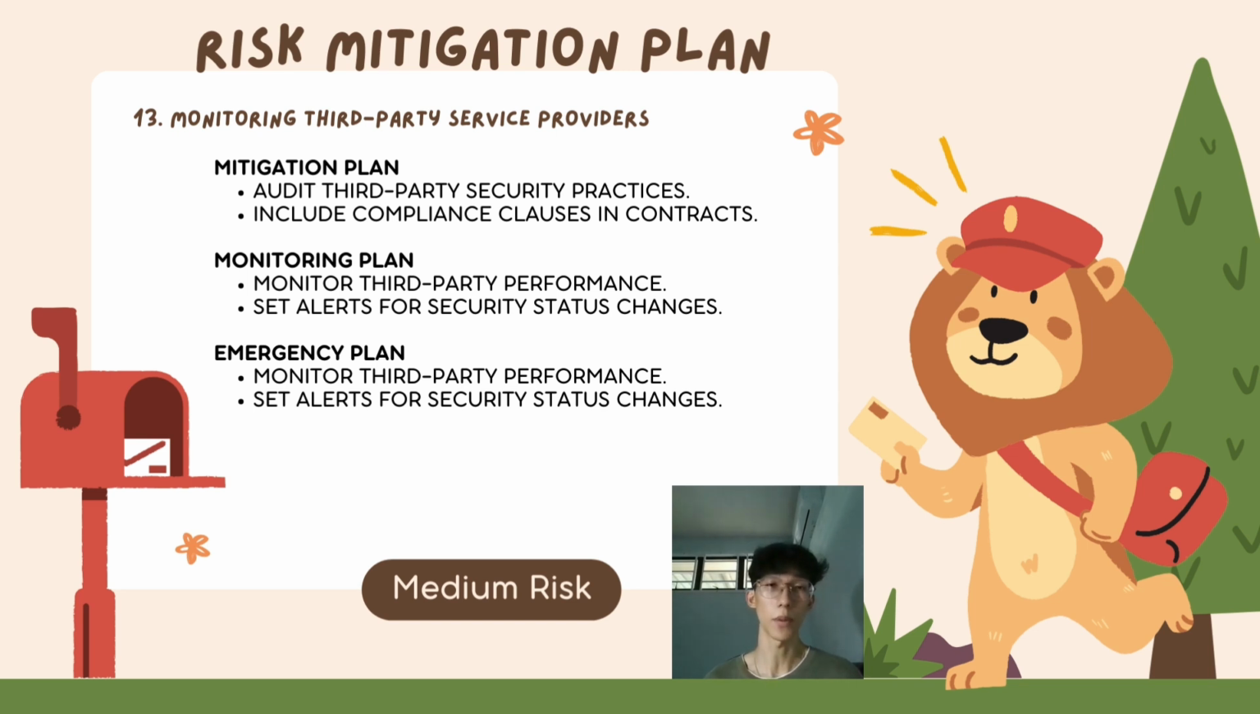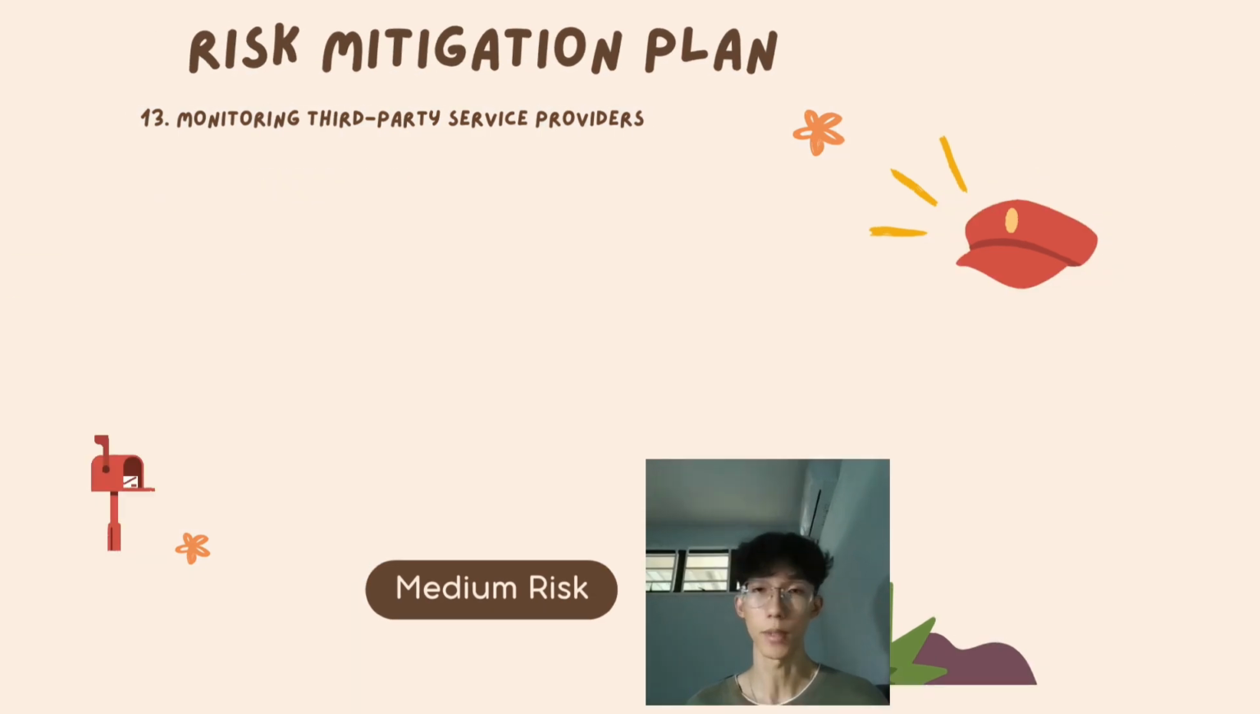For the emergency response plan, in the event of security issues with third-party providers, the company shall work closely with them to address and rectify the problems, implementing corrective action to prevent recurrence and ensure the ongoing security of the company data. Lastly, the company must regularly review the security practices and performance of the third-party providers to maintain compliance and effective risk management.